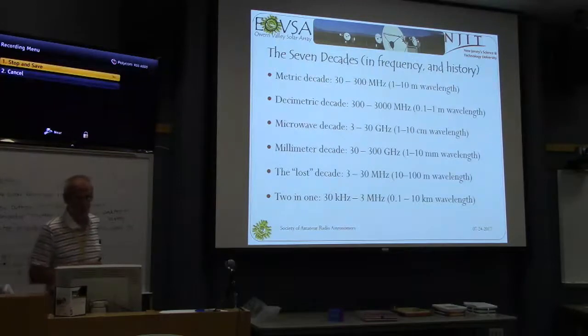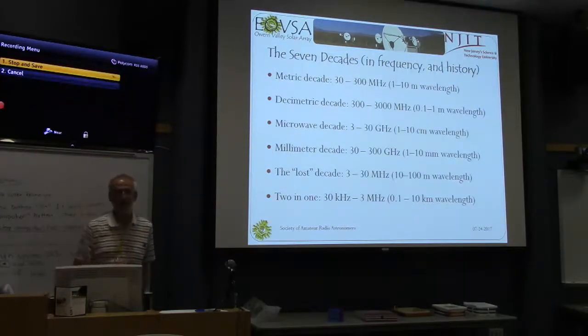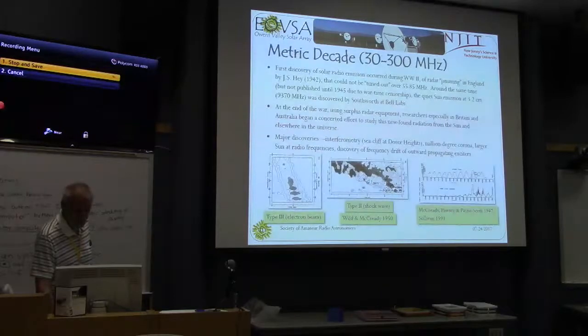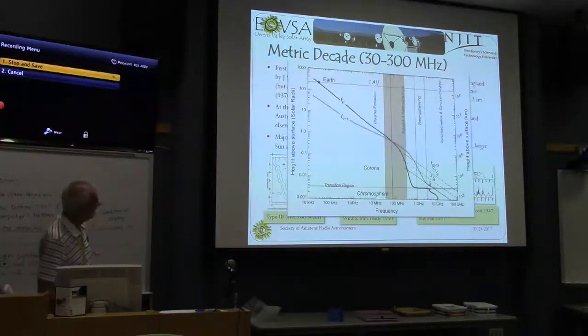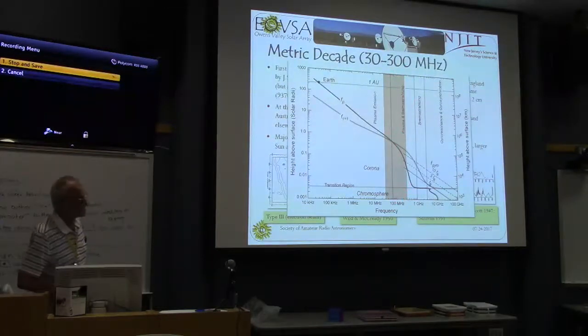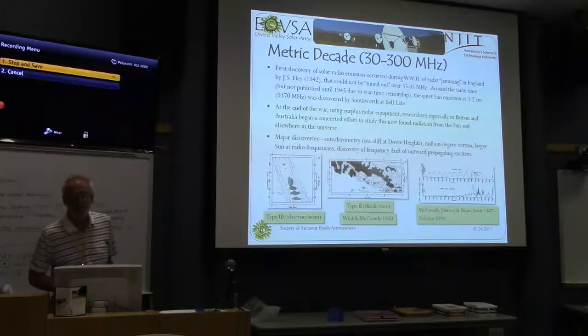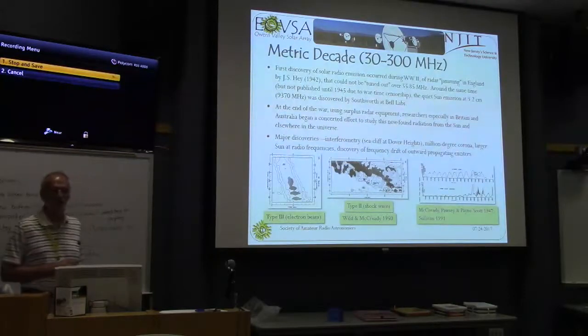So now I want to go ahead and go through the decades one at a time. So we're going to start out with the metric decade, which is kind of in the middle. And let me just show you quickly here. This is the region I'm going to be talking about now. So you might ask, why did I start in the middle? But that's because that's where solar radio physics started.